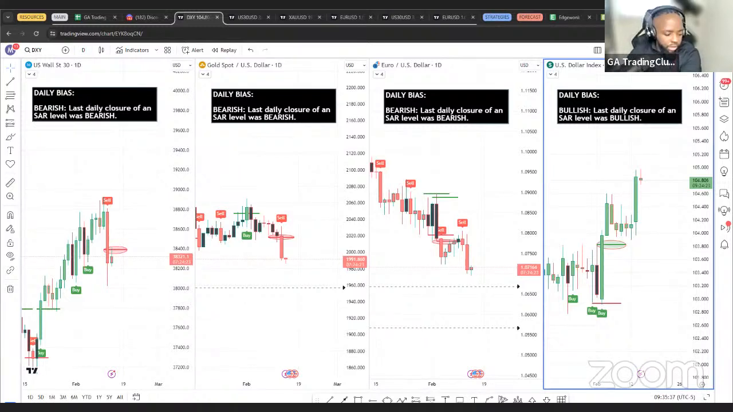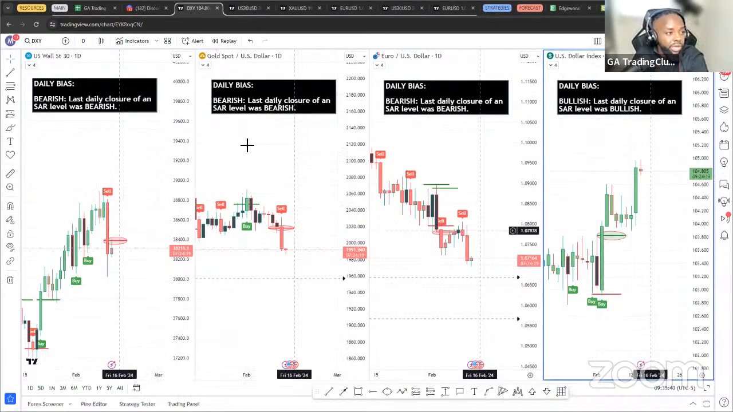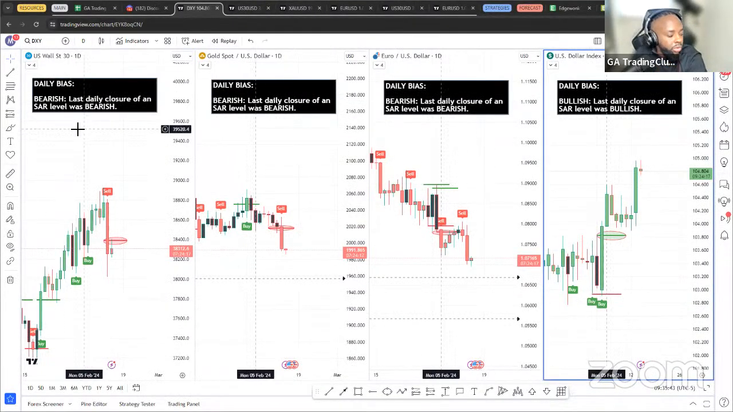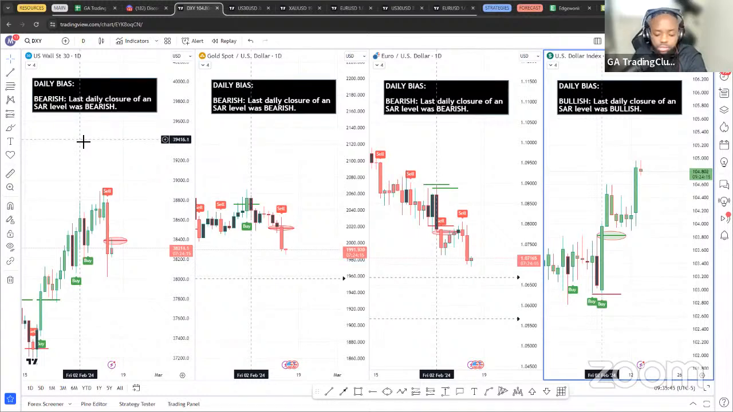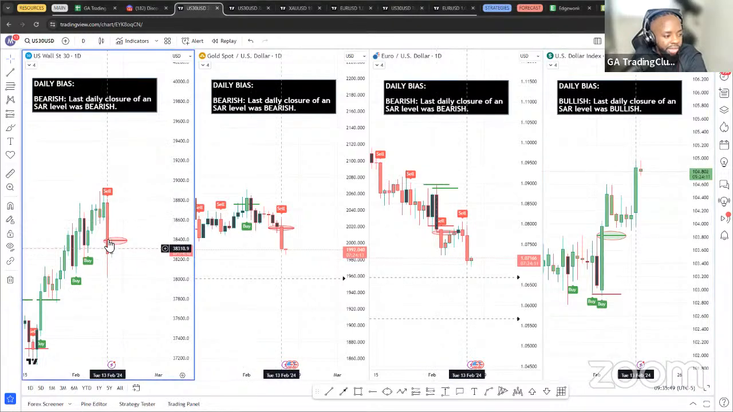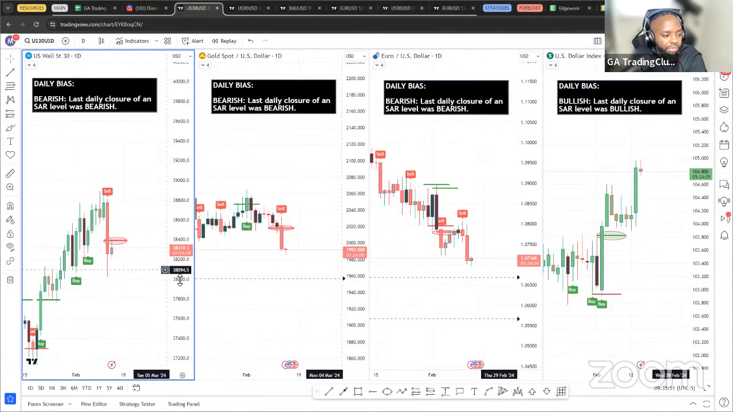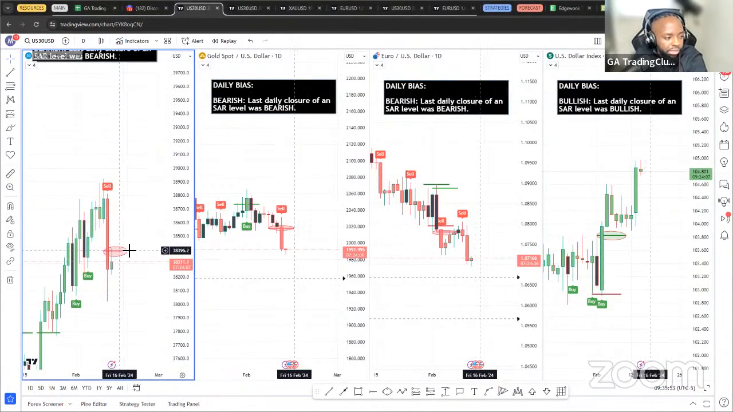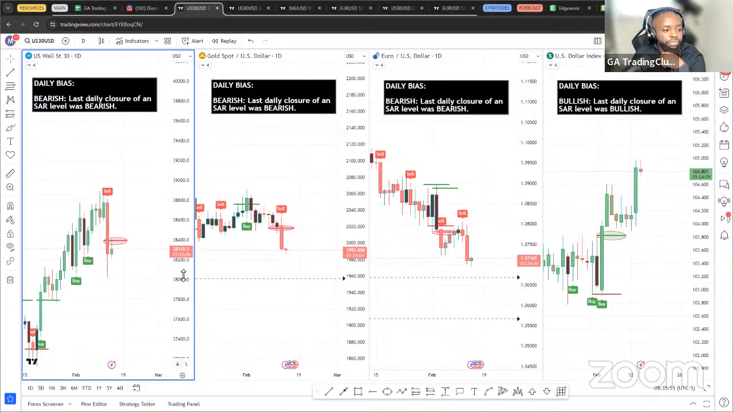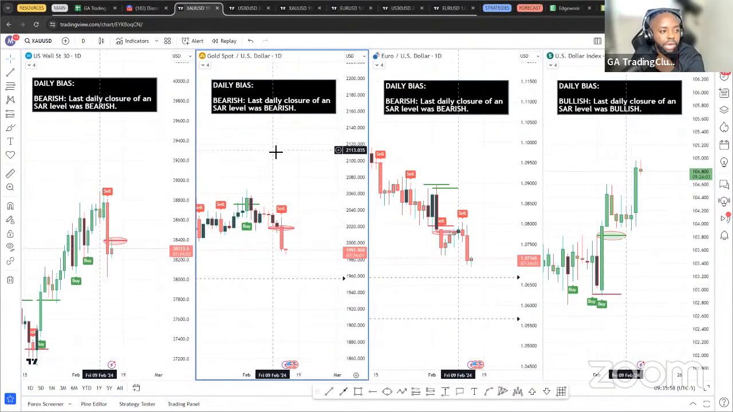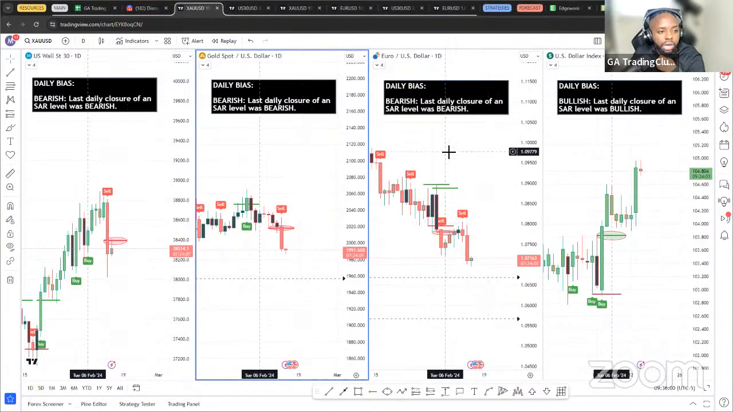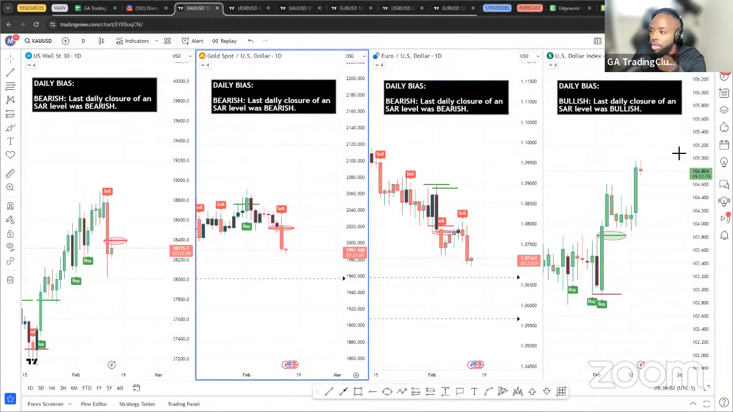Today is Wednesday, February 14th. As always, doing analysis for US 30, gold and EU. So starting off with the daily bias, US 30 is bearish because yesterday we had this closure below this SAR level, and you can see that's where we are rejecting from. For gold, bearish as well, EU bearish, and the US dollar bullish.